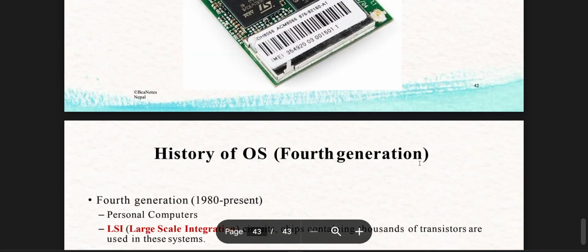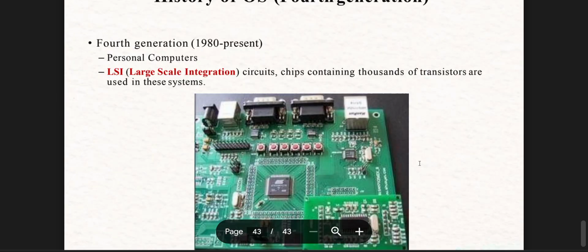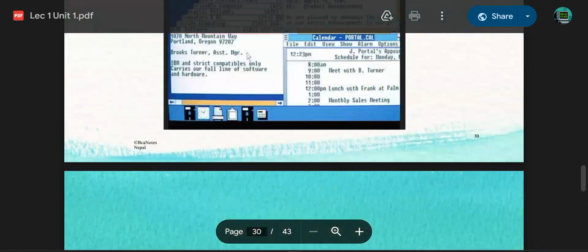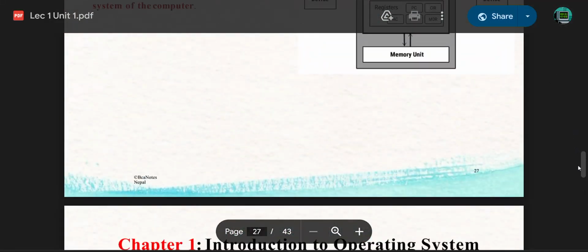History of OS, fourth generation, personal computers: LSI, large scale integration circuit chips containing thousands of transistors, are used in this system. Okay, that is all for today. We have read about the operating system.